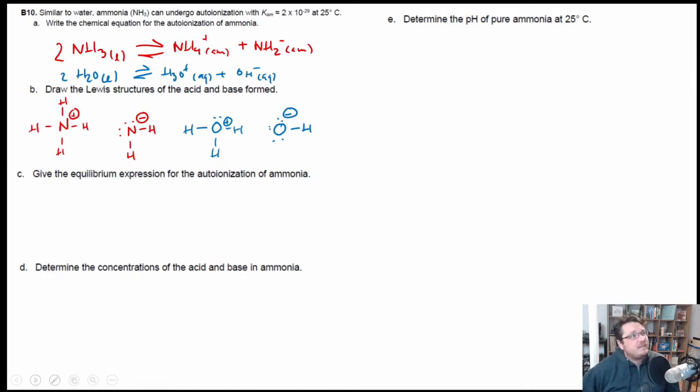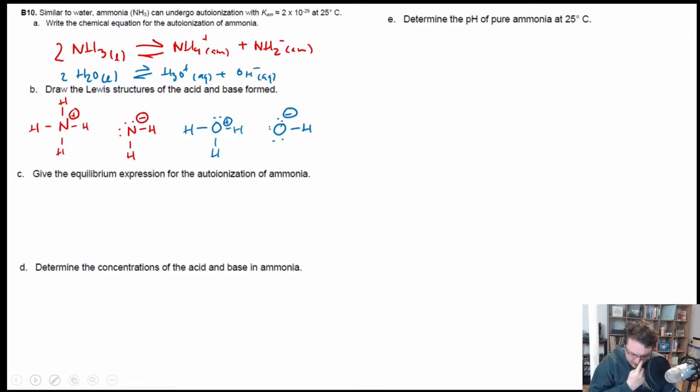And so that's what I'm signifying there with the AM: that the NH4 plus and the NH2 minus are dissolved in the ammonia layer. It's just the same thing as if I were to write AQ, which simply says that it's dissolved in the aqueous layer, which is the water layer.